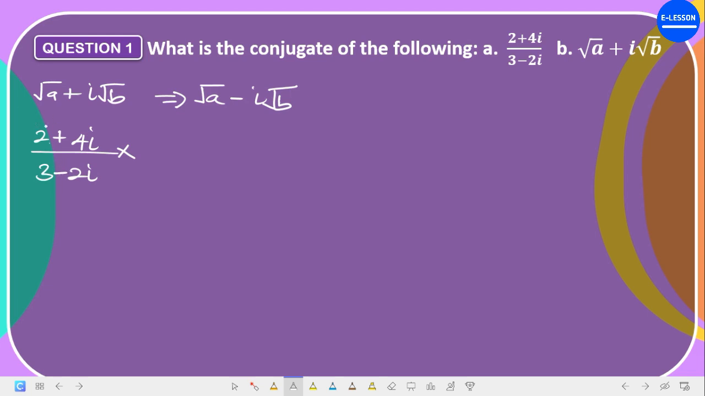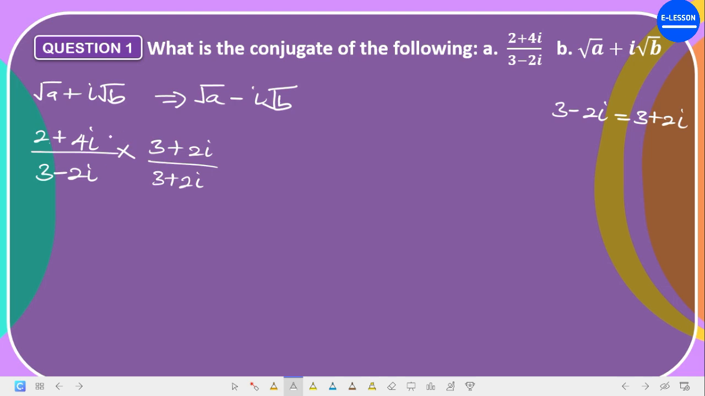If you have a fractional form with a denominator and a numerator, all you need to do is use the conjugate of the denominator to multiply both up and down. So what will be the conjugate of the denominator? The denominator is 3 minus 2i. The conjugate of this will be 3 plus 2i. So we come here and say 3 plus 2i divided by 3 plus 2i.